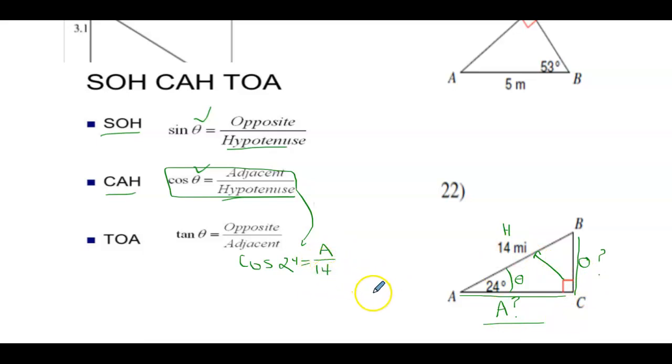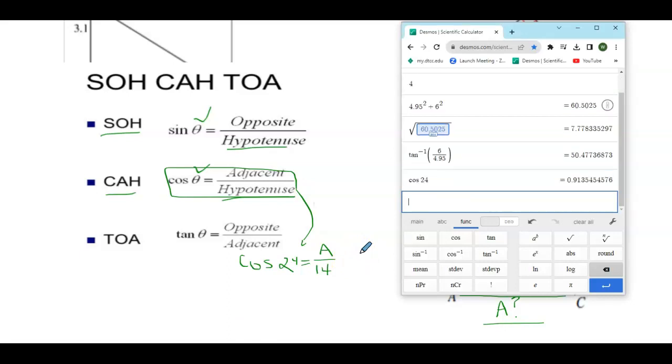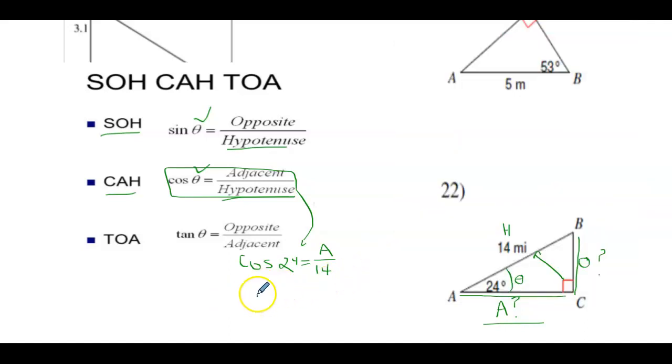One of the things I want to make sure you're aware of: the cosine of an angle is just a decimal. If you want to get rid of that, you can pretty quickly. If I just hit cosine of 24, it tells me that's 0.913, so I'm just going to say it's 0.91. So instead of having this term cosine of 24, you can just put 0.91 is equal to A over 14, and this is a lot simpler for most people to solve.